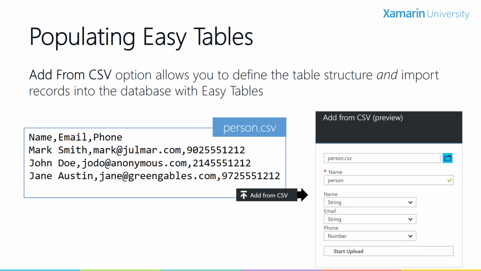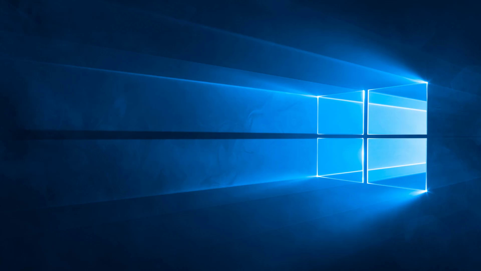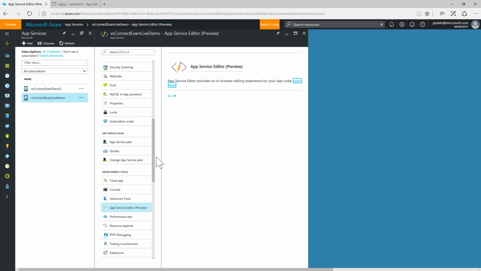Once we have tables, we can populate some of the data. We can populate sample or seed data into our tables using CSV. There's an interface right in the portal to do that. Now, strangely enough, we must actually have a terminating carriage return line feed. So in other words, an extra blank line at the end of each of our files. That's probably an oversight. I doubt they actually intended to require us to do that, but that is the way it is right now. So let's go in and actually start creating our tables on our Azure mobile app.